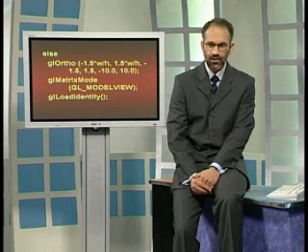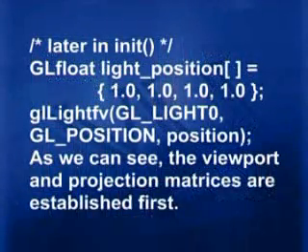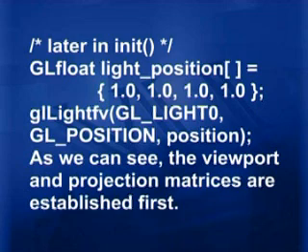glMatrixMode is set to GL_MODELVIEW, and then glLoadIdentity is called. And in the later part of init, we can write GLfloat light_position, and that is given the values 1.0, 1.0, 1.0, 1.0.